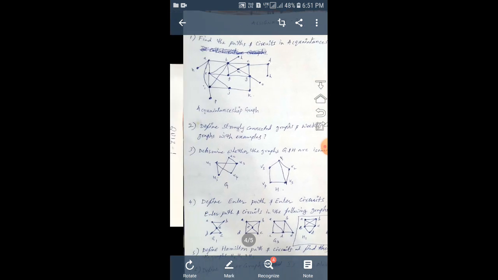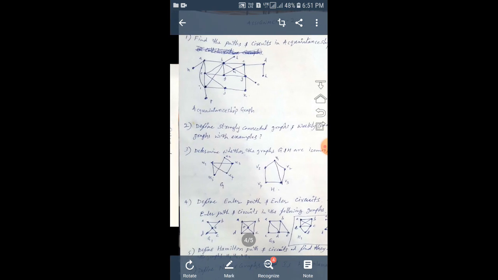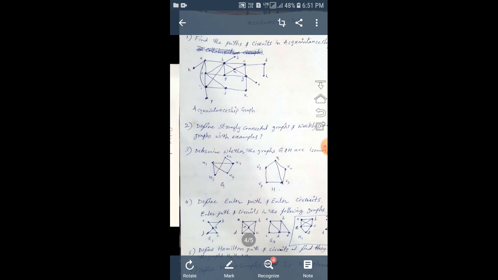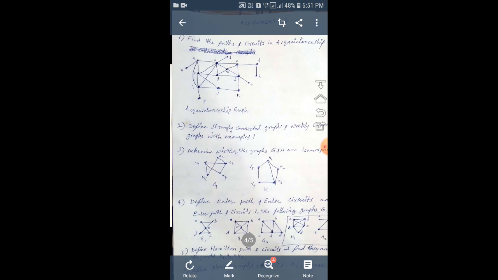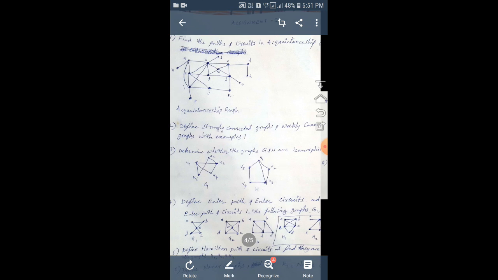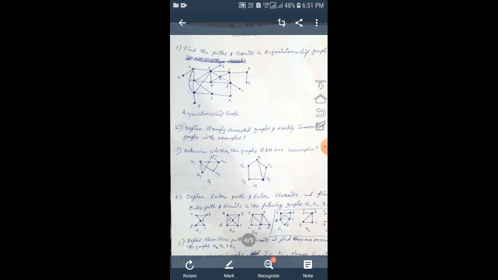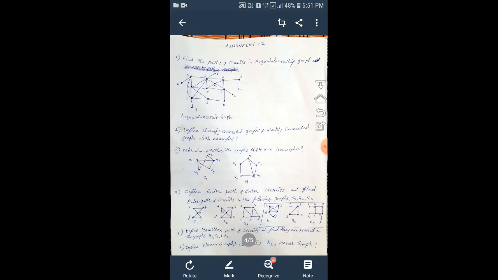Fourth one, define Euler path and Euler circuits. You have to write the definitions and find Euler paths and Euler circuits in the following graphs G1, G2, G3. Here G1, G2, G3 graphs are given. In which graphs an Euler path exists, you have to write that path. If an Euler circuit exists, you have to write that Euler circuit. Which graphs among G1, G2, G3 have Euler paths and circuits, you have to write clearly.